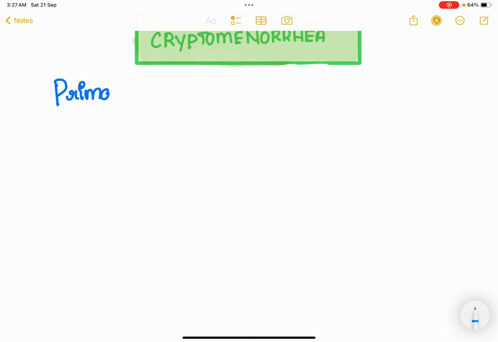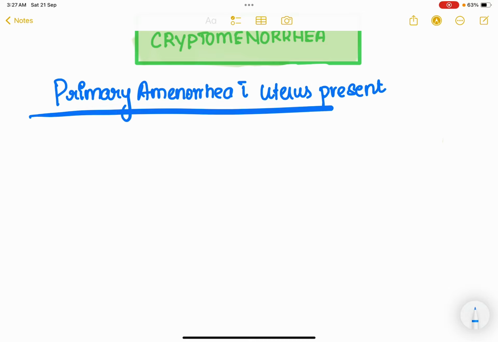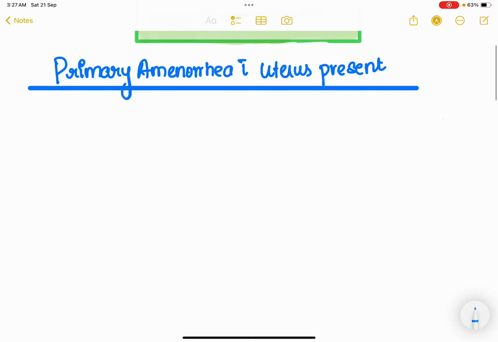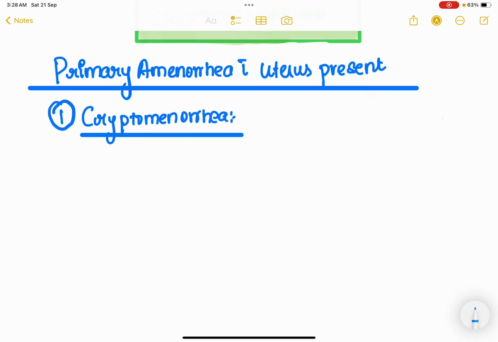Primary amenorrhea with the uterus present. With the uterus present, we have discussed many conditions, but in this module we are going to discuss the most common thing. Okay, so the first is going to be cryptomenorrhea. So first, let's discuss cryptomenorrhea, and after that, let's come to the primary amenorrhea with uterus being absent.